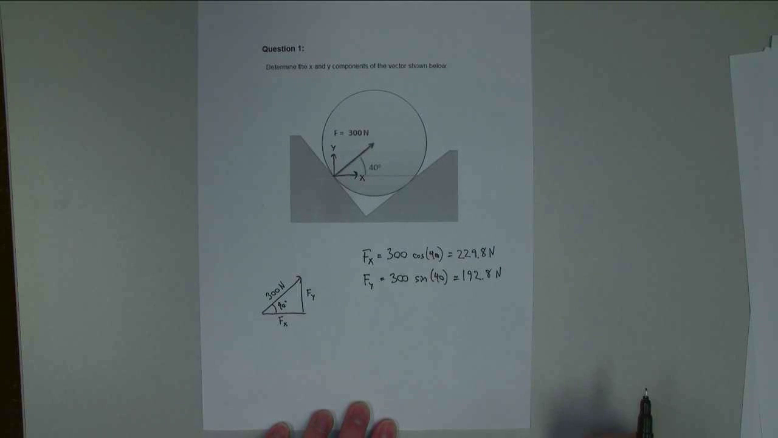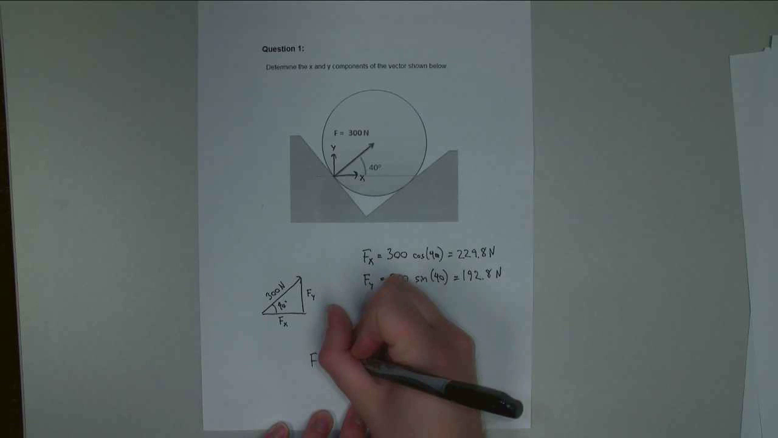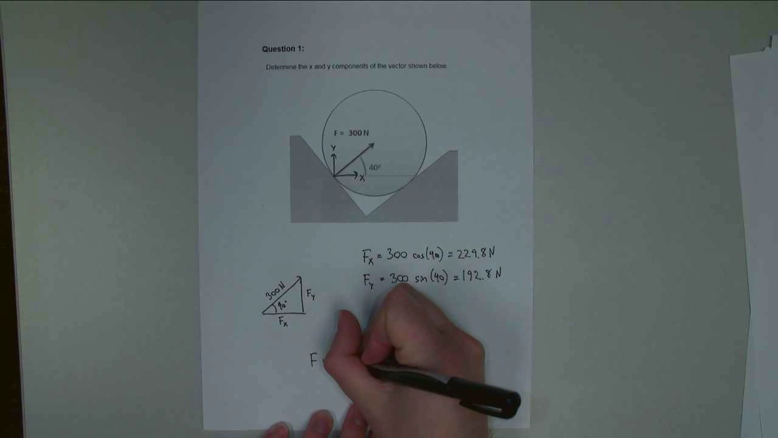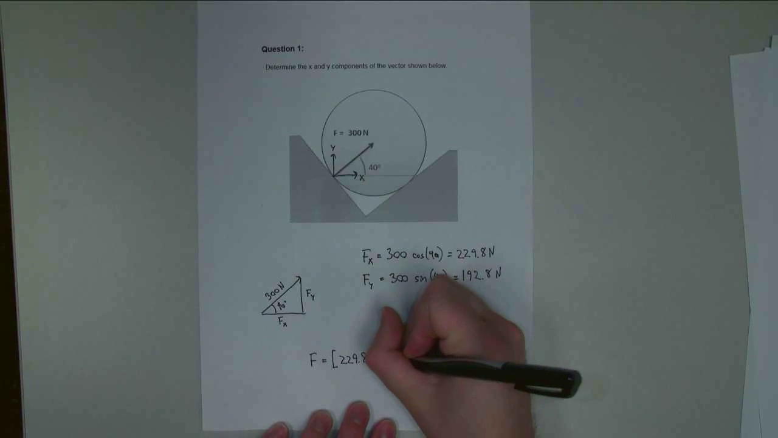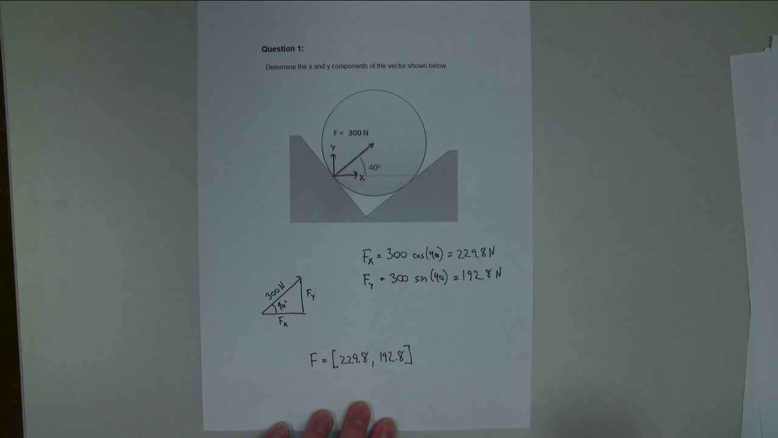We can write this out as a vector. I can write the force, written as a vector. I use the square brackets to denote that it's a vector. I do the x component first, so 229.8. And then the y component, 192.8. And I'm going to add the units at the end, and the units are newtons.